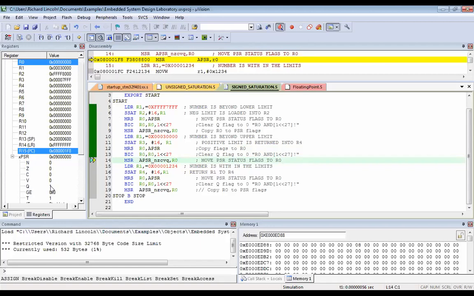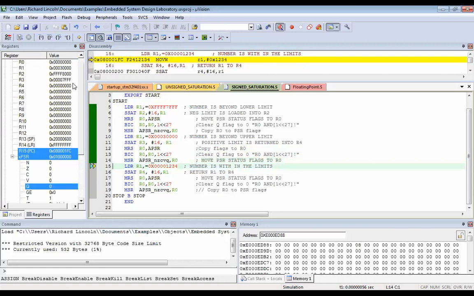So which means Q also should become 0 now. Yeah, so Q has turned 0. Next I send another number which is in the limit, not negative, not positive, but in the medium range, and the same value should be seen in R4. Okay, that's the whole idea.